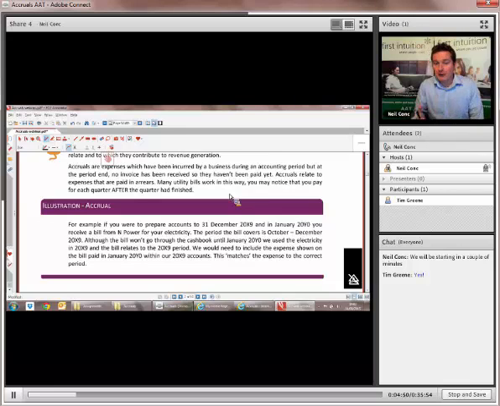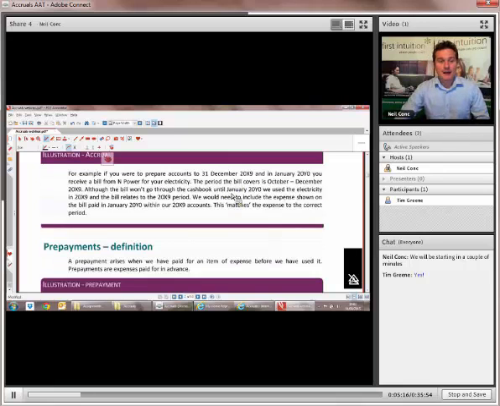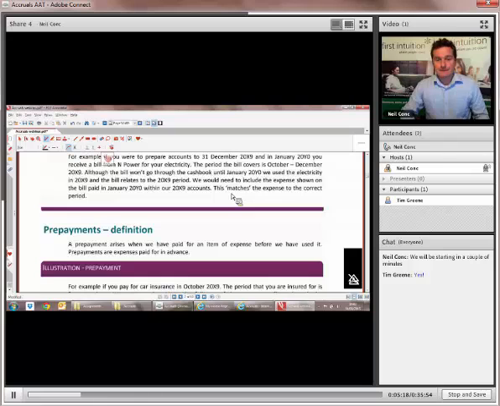So you don't know what your electricity bill will be until you receive it, but you do know you have been using electricity. Likewise with your telephone. Now bear in mind with your telephone, there's a slight complication because you do pay your landline up front. So you might have a prepayment for your landline, but an accrual for your call charges. Don't worry, the AAT does not get that complicated.